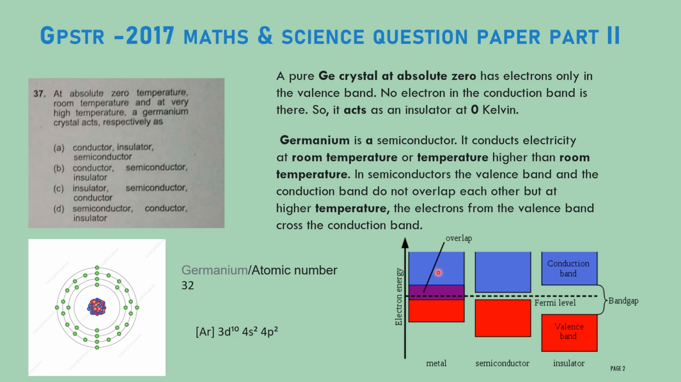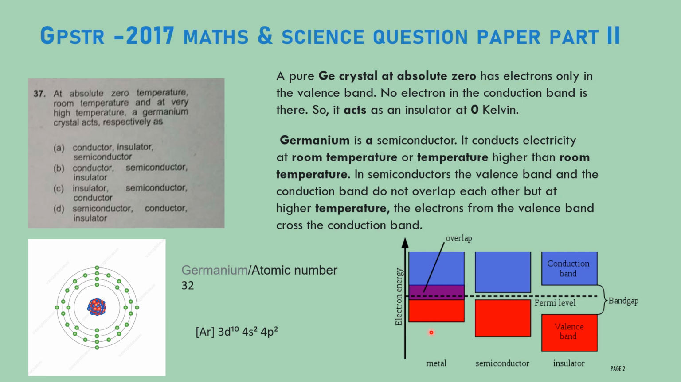Then the third case, at very high temperature, you can see the overlap between the conduction band and valence band. Then there is no energy gap between these two bands. All the valence electrons present in the valence band move to the conduction band. Then all four valence electrons are responsible for the conduction of electricity. Therefore, at very high temperature, germanium acts as a conductor.